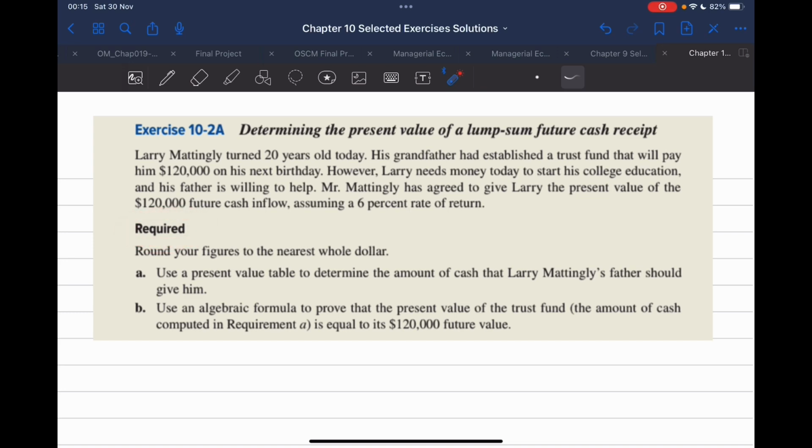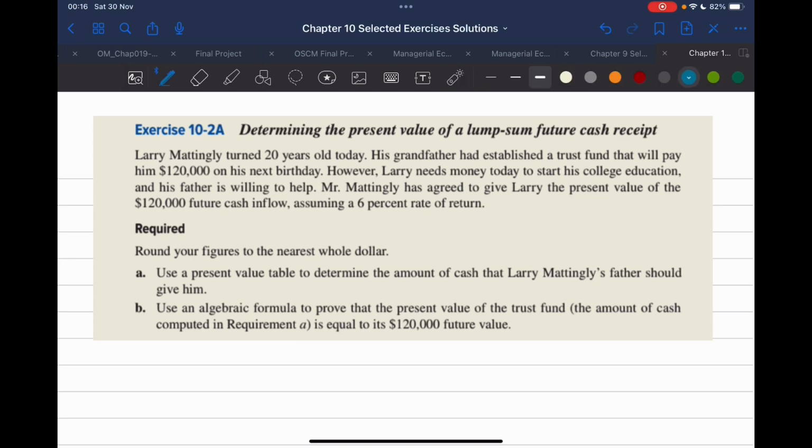So what's required here? Round your figures to the nearest whole dollar. A. Use a present value table to determine the amount of cash that Larry Mattingly's father should give him. Okay, so the first thing that we are going to calculate is what this $120,000 that should be received a year from now, on his next birthday, as the question says, would be worth today if we assume an interest rate of 6%?